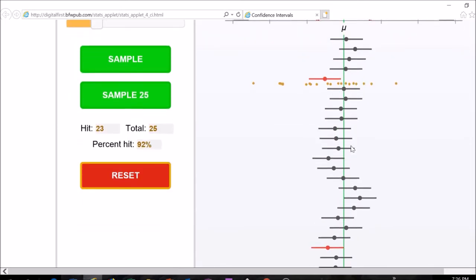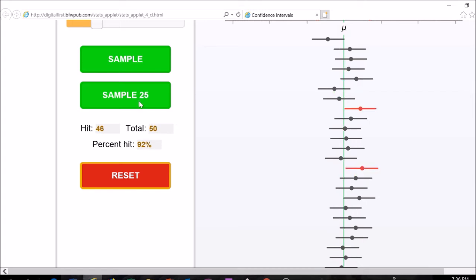But look at all these other point estimates and their confidence intervals. They're in black or gray, whatever that color is, if the true mean, mu, seen at the top of the screen, is within that interval. And for all of those it is. Now notice over here on the left, it was in the interval 92% of the time for this one. So let's do another sample.